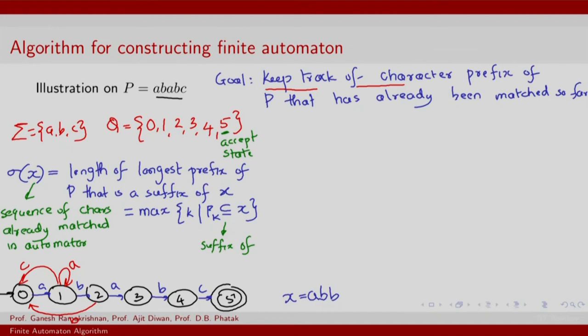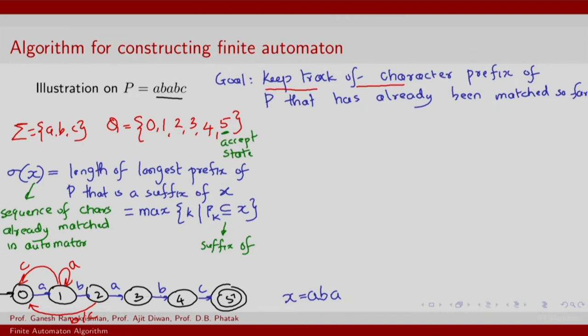Now, what if I see character C in X? What if that's the next character I see? A, B, C. Well, the length of the longest prefix of P that is a suffix of X is still 0. So, I'm going to mark this arrow for 2 transitions, B and C from 2. Now, the only other option is A, and we know that if A is the next character, I have to move on to state number 3.